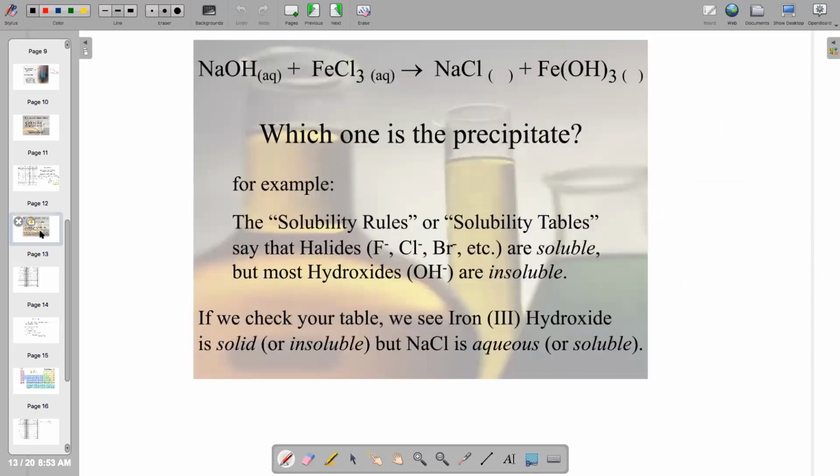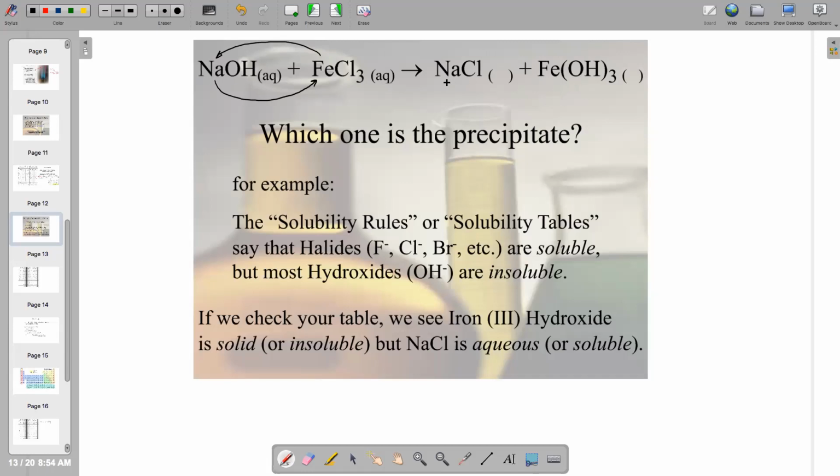Okay, here's another example. We have sodium hydroxide and iron 3 chloride. These are both aqueous, so when in the water they are separate ions: sodium ions and hydroxide ions, iron ions and chloride ions. We form two things, sodium chloride and iron hydroxide. You can see what happens is the sodium replaces the iron and the iron replaces the sodium. So instead of sodium with hydroxide, sodium goes with the chloride. Instead of iron with the chloride, iron goes with the hydroxide. One of these two things is the precipitate.